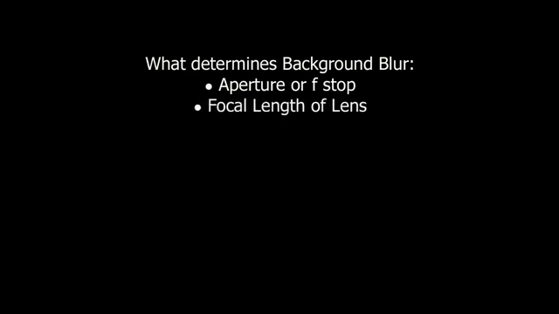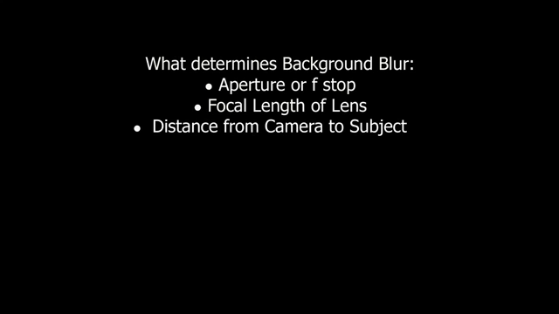The 3 things that determine the amount of background blur are, first, aperture or f-stop. By having a fast lens, you can open up your aperture. Second, the focal length of your lens. If you're using, say, a 200 or even a 300mm lens, you're going to get some nice blur in the background with that lens. We're going to show you different samples and point that out to you. And third, of course, the distance from camera to subject, and also the distance from your subject to the background.